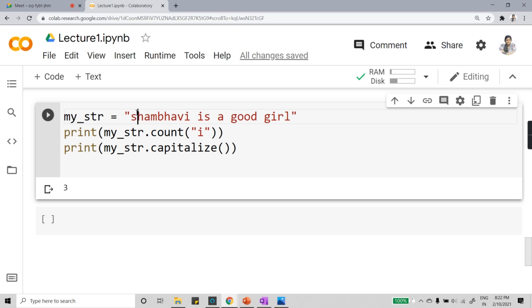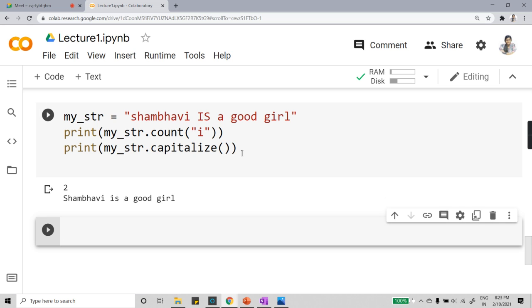Now, the second function, which 90% of people do not know: let's say I have written any capital letters in my string. What this capitalize function does is convert these capital letters into small letters. So it has two functions, right? If I have written my first character as small, it will convert that character into capital. And second, if I have written any characters as capital inside my string, it will convert those capital letters into small letters. Now just quickly run this and see it in the output.